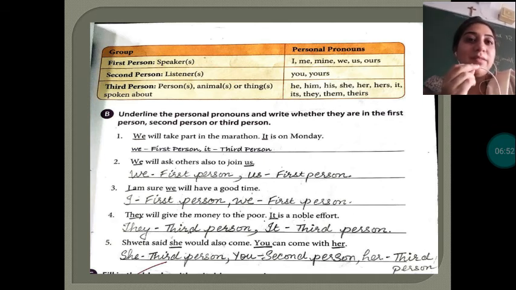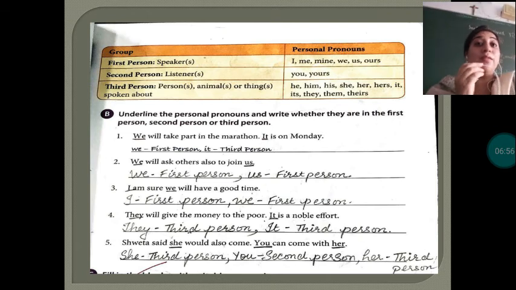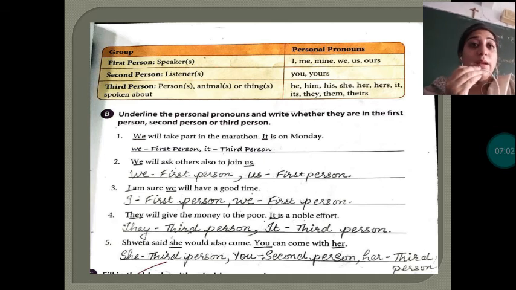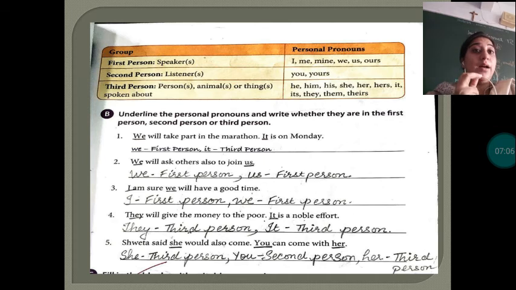So first sentence, we will take part in the marathon, it is on Monday. So we is the first person and it is the third person because spoken about. We will ask others also to join. We and us both are said to be first person. I am sure we will have a good time. Again we and I, they both are first person.